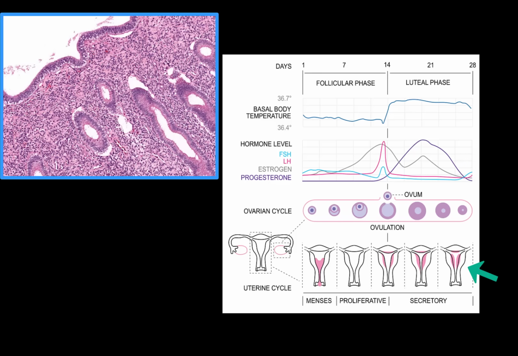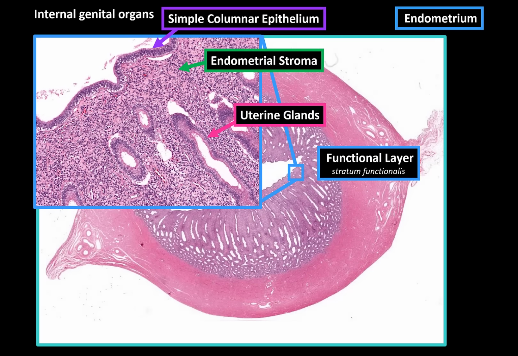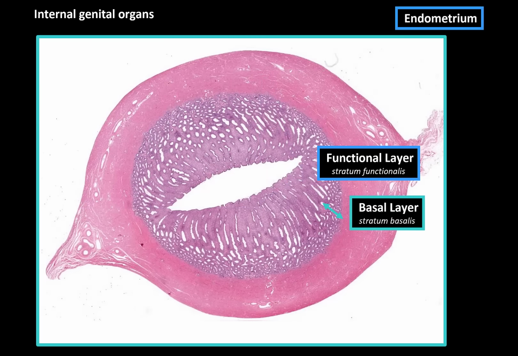So, with this in mind, this specimen is from an early secretory phase of the menstrual cycle because the uterine glands are mostly straight and only slightly dilated. So, that was the functional layer of the uterus. The basal layer, again, is retained during menstruation and regenerates the functional layer.